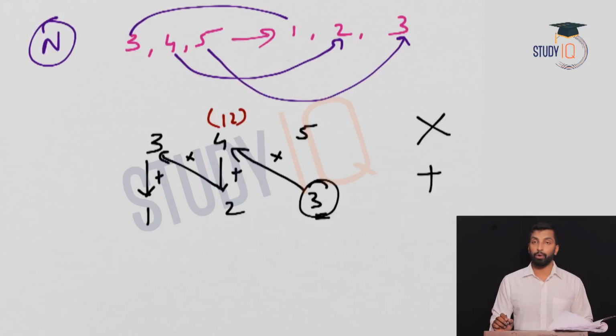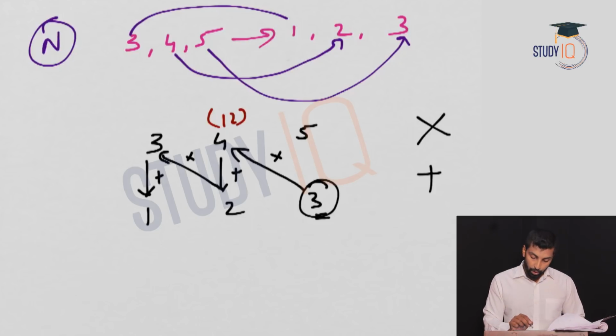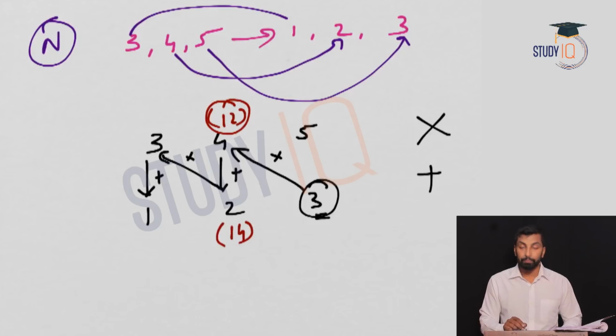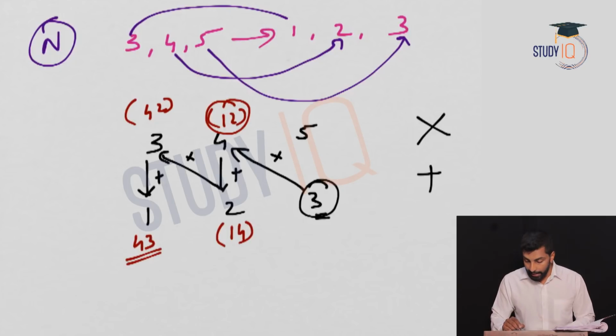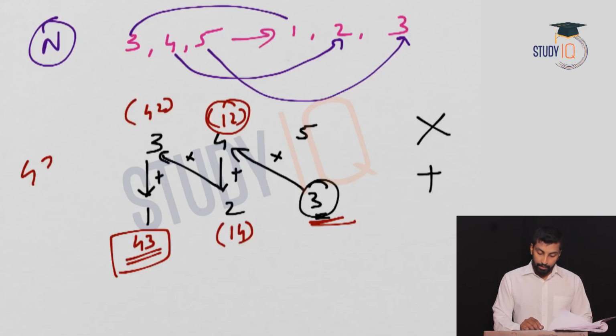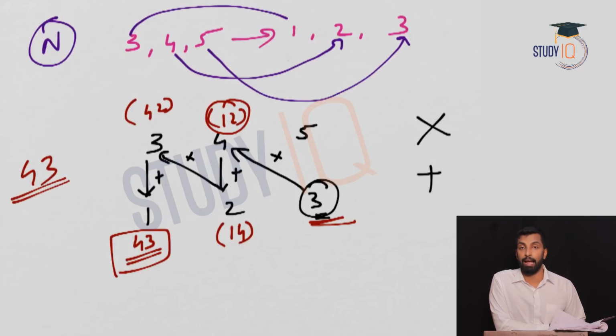So how will you proceed? 3 into 4, you get 12. Then 12 plus 2, 14 here. Then 14 into 3, 42 here. 42 plus 1, you get 43 in the end. So you're starting from here, and you will get the number here. And what did you get? 43. What is the question? What is the first possible number? And 43 is the first possible number. See how simple it is?